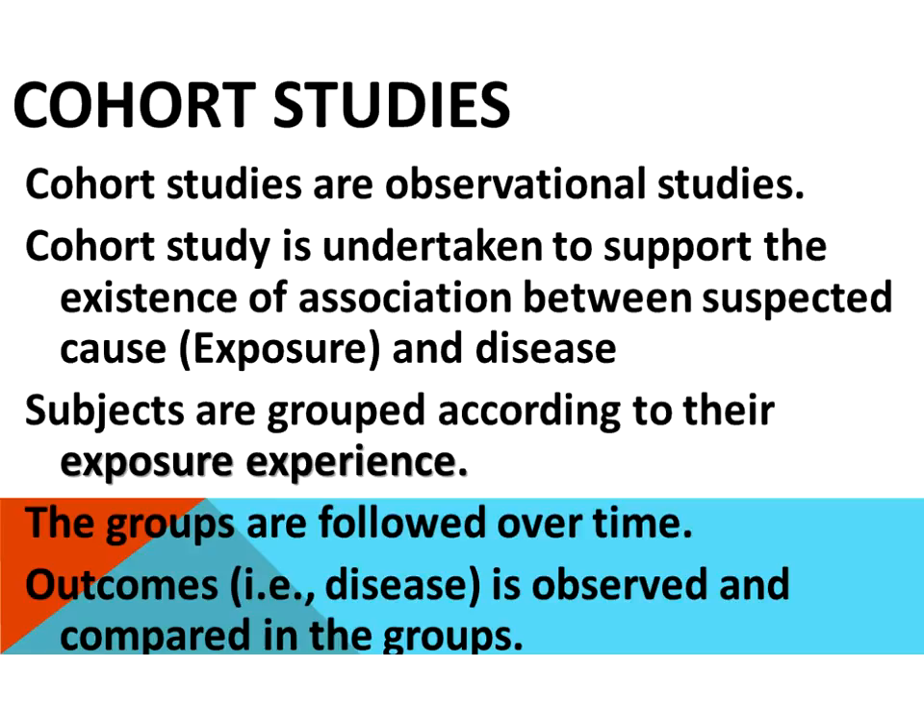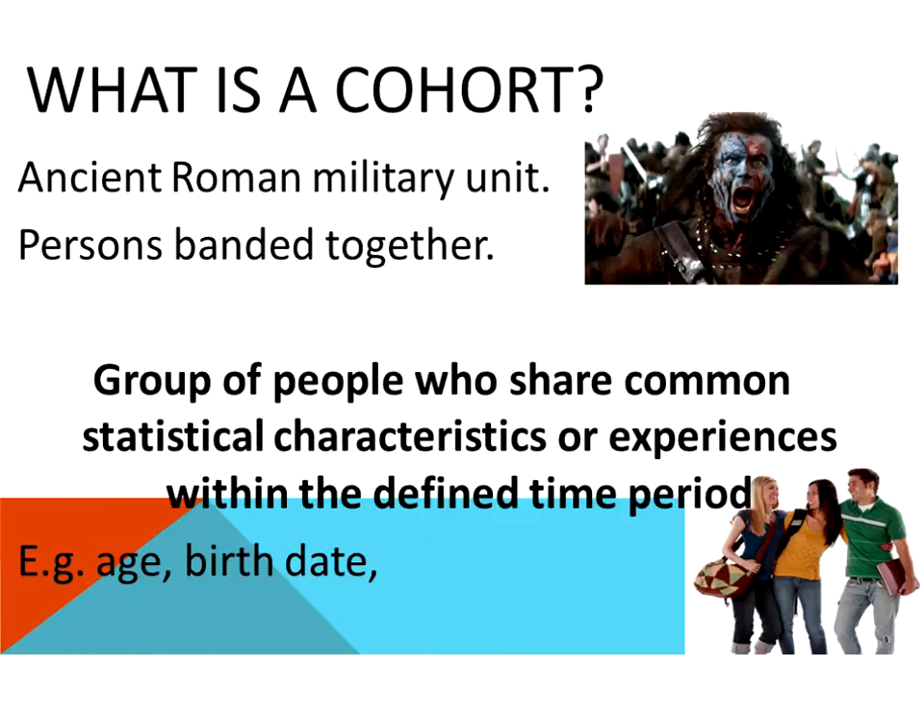Cohort studies are, of course, observational. A cohort study is undertaken to support the existence of an association between an expected exposure and a disease. Subjects are grouped according to their exposure experience. This is in contrast to a case control study, in which people are grouped based on their disease state. And then these groups are followed or looked back over time, and the outcomes are observed.